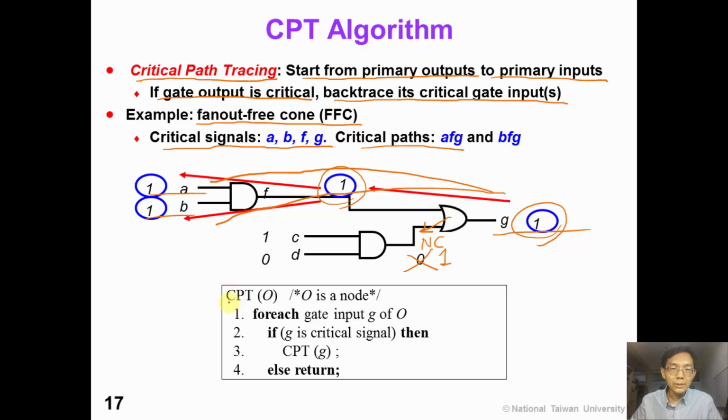So here is the CPT algorithm. Given a circuit node O, for each gate input G of O, if G is a critical signal, then we recursively perform the CPT on G. This is repeated until we hit the primary input, and then we finish this CPT algorithm. We can see that this is a very simple algorithm that can be finished in linear time.